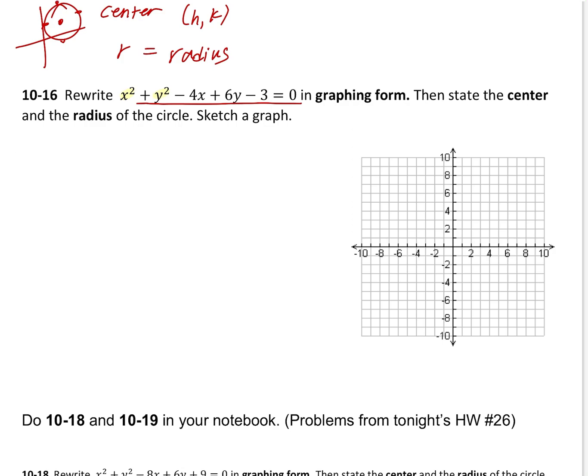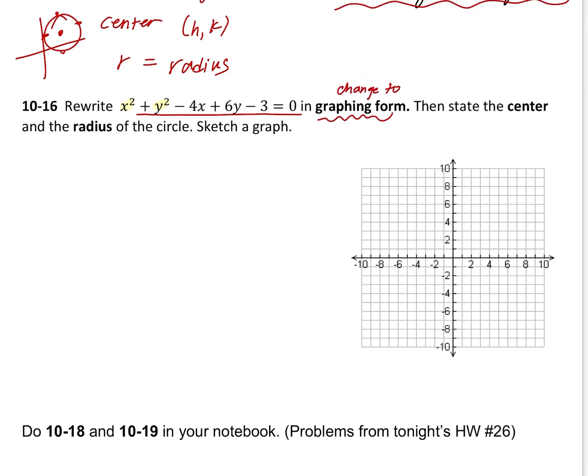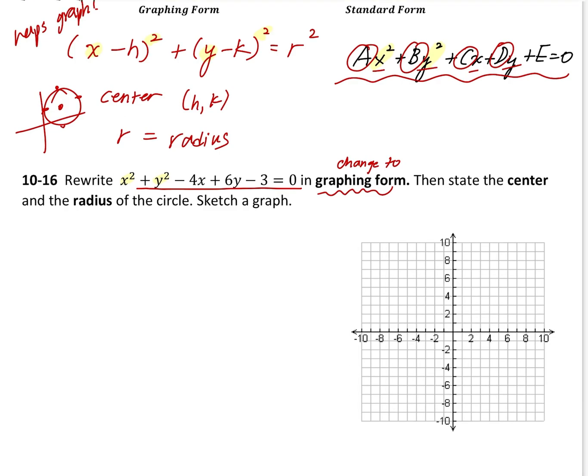We're given a standard form. Now we're going to change it to graphing form. And guess what? When we see an equation like x squared plus 6x plus 5 equals 0, how do we ever turn it into perfect square form? You guys remember what we did? Yes, hopefully you guessed it right. We did completing the square.